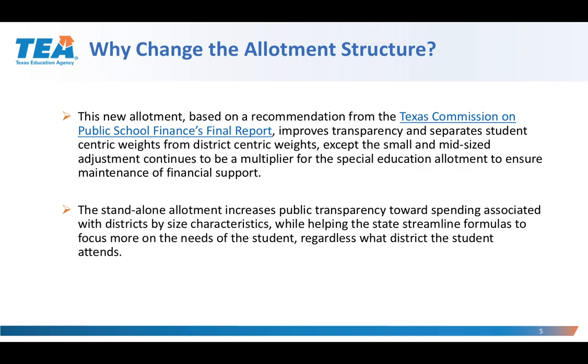In 2018, the Texas Commission on School Finance met on several occasions and arrived at 35 separate recommendations. One of these recommendations was to recreate the small and mid-sized district adjustments as standalone allotments. Texas was just one of 3 states that placed these types of district adjustments at such an early point in the formula, and after much deliberation, it was recommended, to help with public transparency surrounding the investments in small and mid-sized districts, and most importantly to streamline formulas by separating student-centric weights from district-centric weights. This recommendation aligned with other recommendations surrounding student needs.